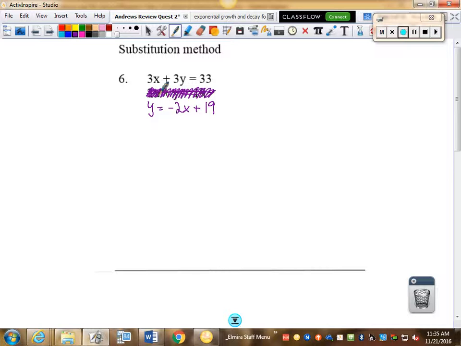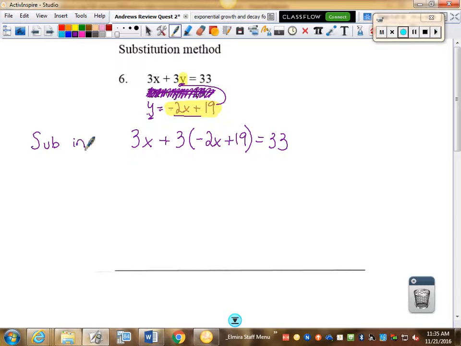Okay, so if y equals negative 2x plus 19, and I have a y here, so here's a y, and y equals this stuff right here, then that's the stuff I am going to sub in. So 3x plus 3, but instead of y, I'm going to put negative 2x plus 19 in parentheses because that's what y is. And then equals 33. So my first step was to sub in.